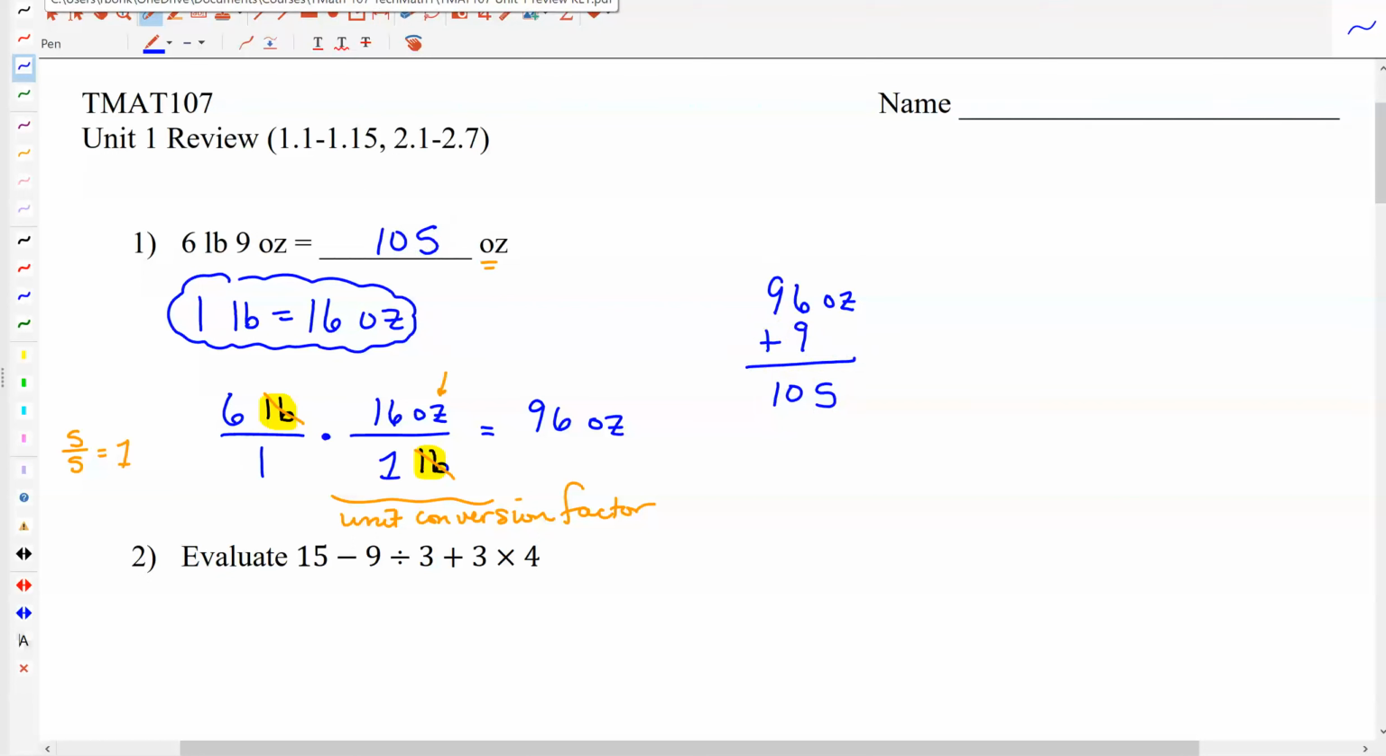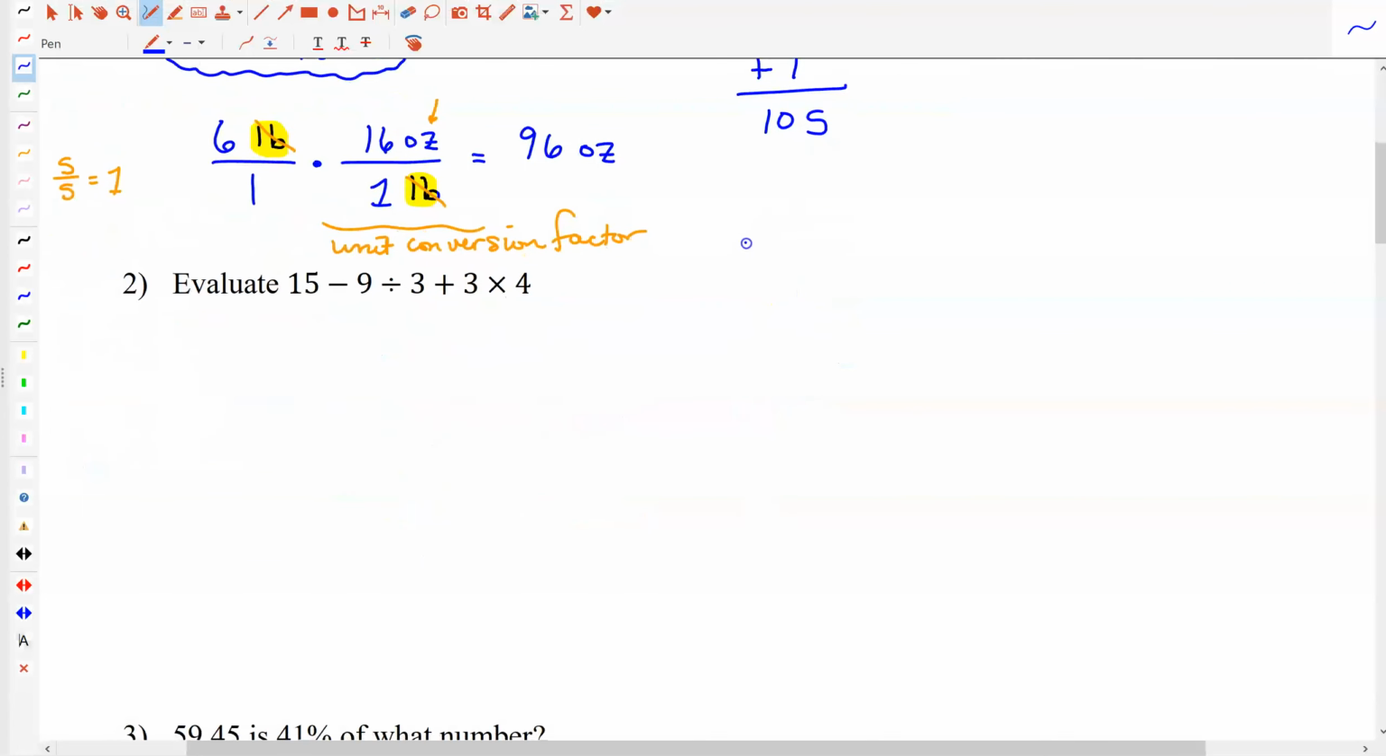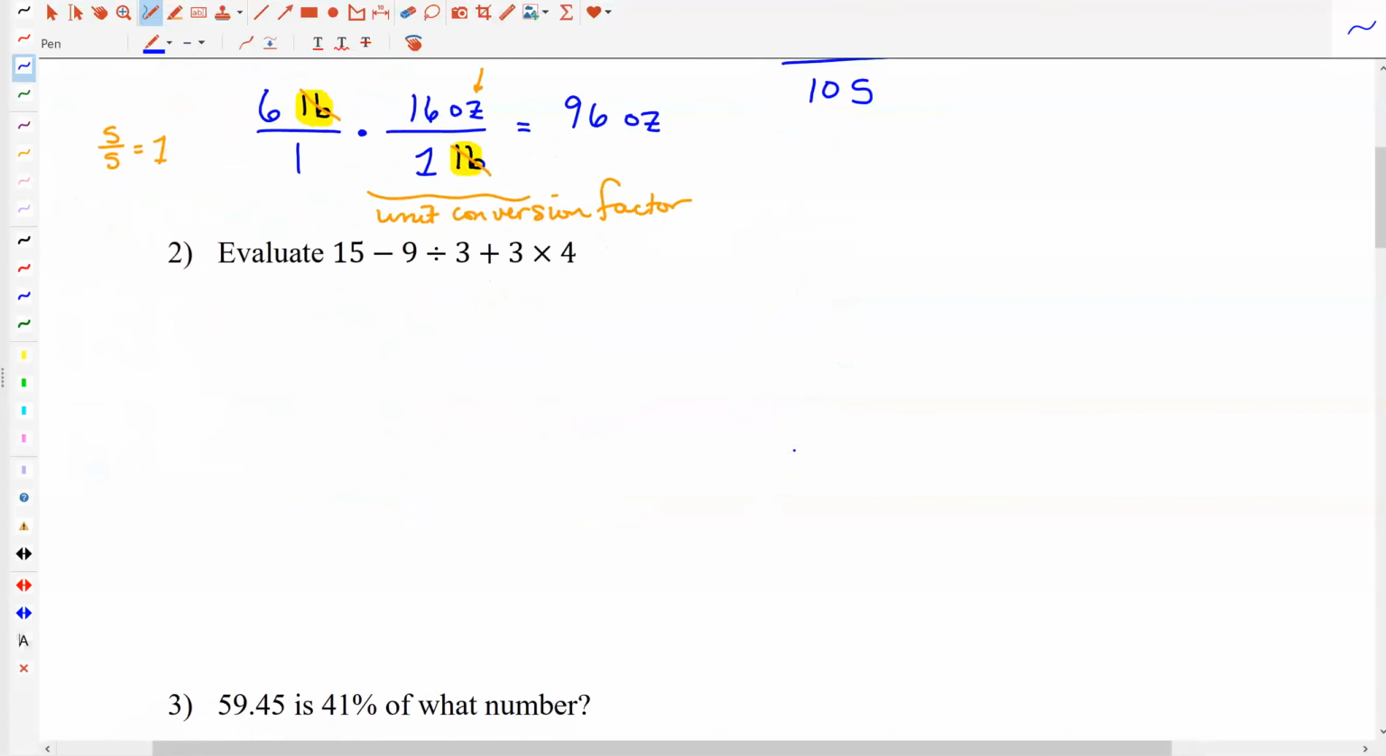A review on that type of question can be found in section 1.9 in your textbook. Looking at the second question, this is an order of operations problem. Additional review on that can be found in section 1.2 in your textbook. Order of operations: we do grouping symbols first, then exponents, then multiply and divide in order from left to right, then add and subtract in order from left to right.